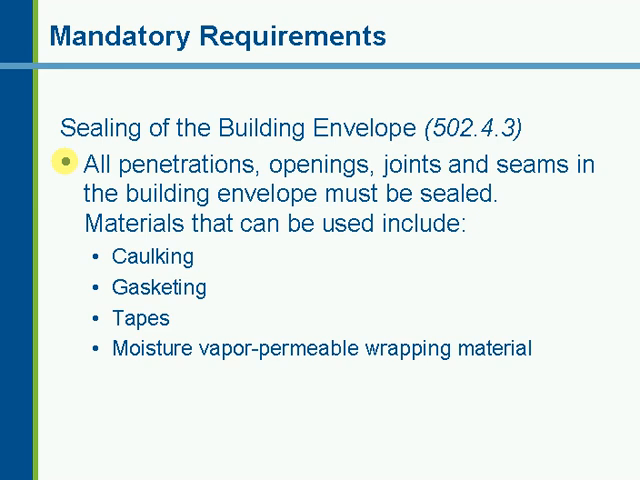And the materials that can be used, this is just a few. One is caulking, gasketing, different types of tapes, moisture vapor permeable wrapping material. Any material that's durable and will allow for the expansion and contraction of different products that it might be attached to so it doesn't fail will work. But again, you're looking for a durable product on here, not something that'll fail after a short period of time. So again, the first requirement of this is sealing of the building envelope.